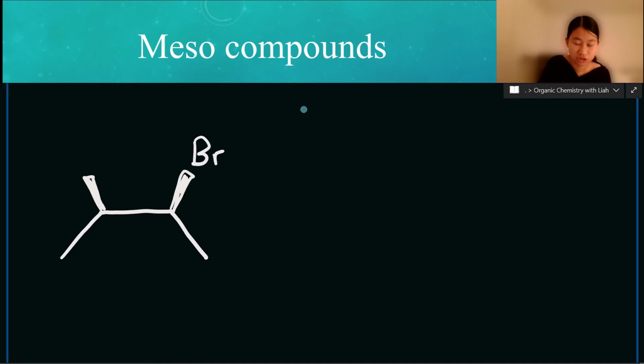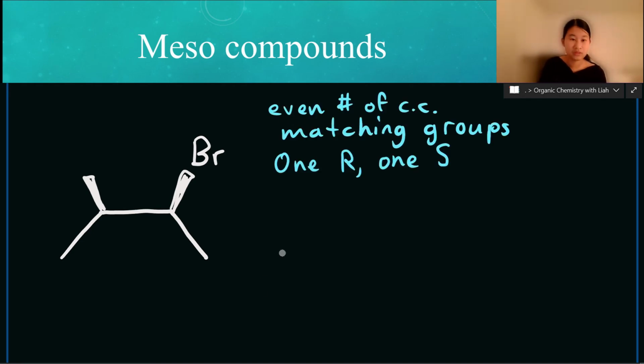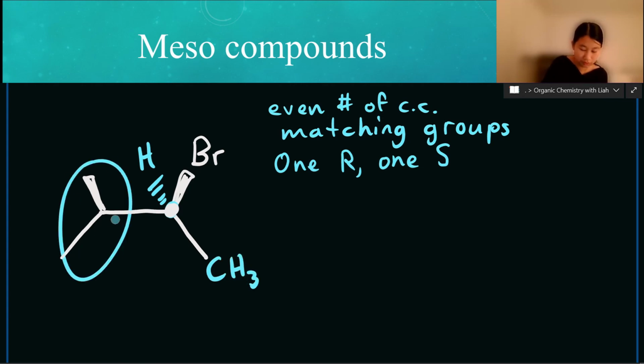Here's another one for you to try. Is this a meso compound? Does it have an even number of chiral centers? Well, here's a chiral center right here. It's the bromine, the hydrogen, the methyl, the methyl here, and the rest of the molecule over here.